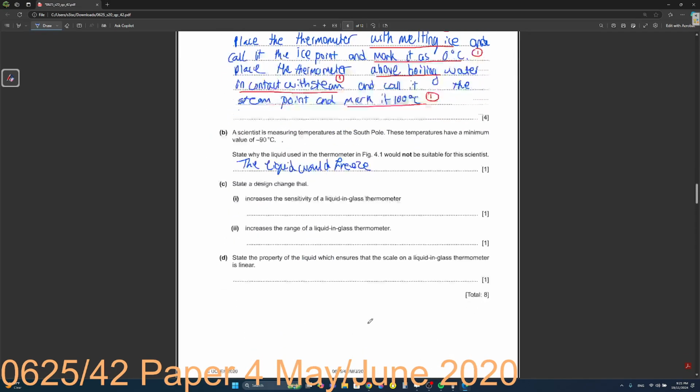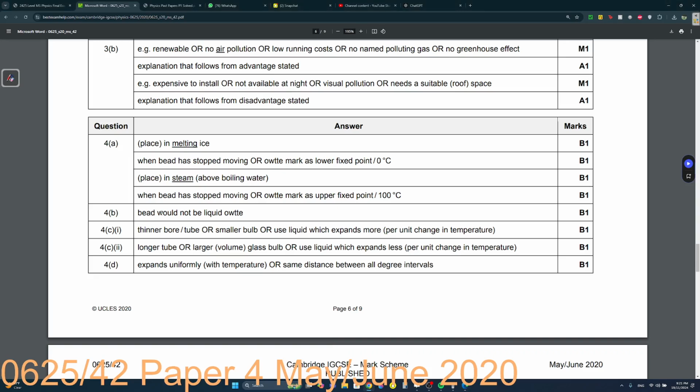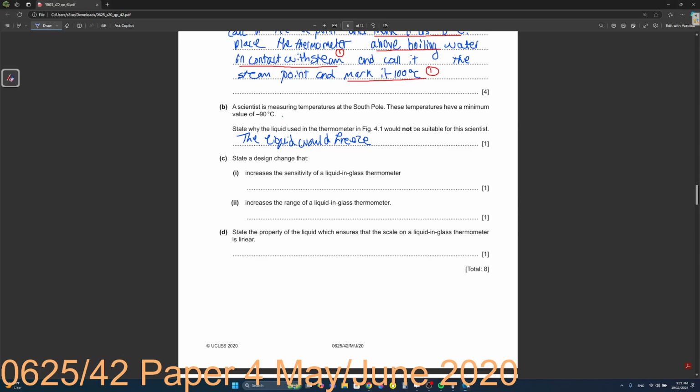Here it needs to reach minus 90. Okay, so let's see. The liquid would not be liquid, or different wording. Yeah, so it would freeze. Or you could say the liquid would freeze slash become solid.